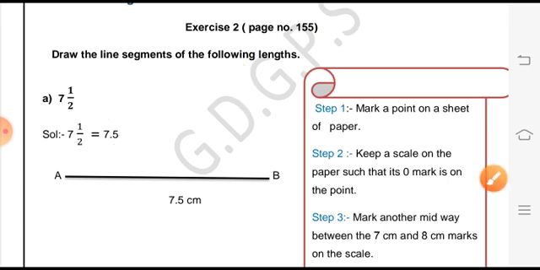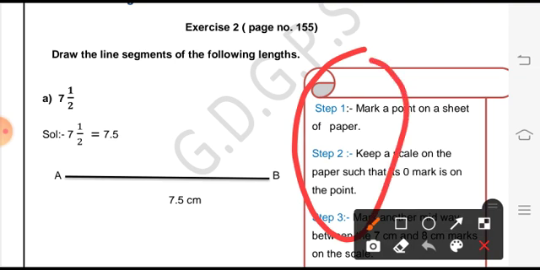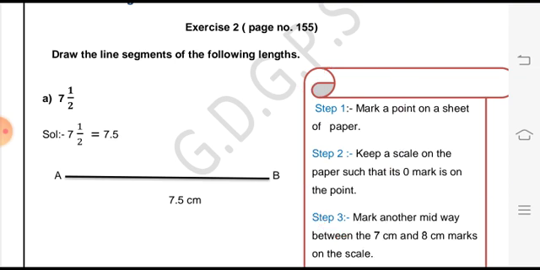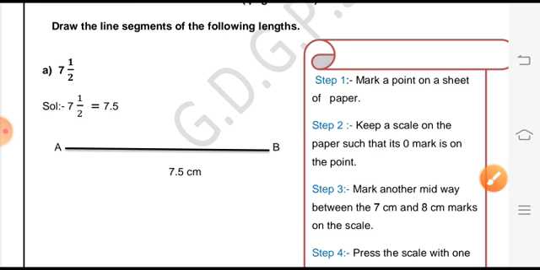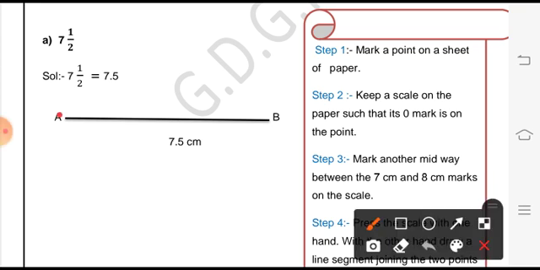For that we have to follow certain steps. Step number 1 is mark a point on a sheet of paper. So we mark a point here, say it's A, and then keep the scale on the paper such that its zero mark is on the point. We'll place the scale in such a way that the zero mark of the scale is just adjacent to the point. Then we mark another point at 7.5.